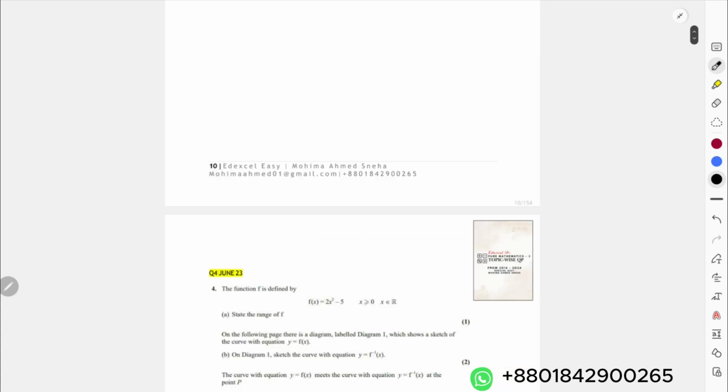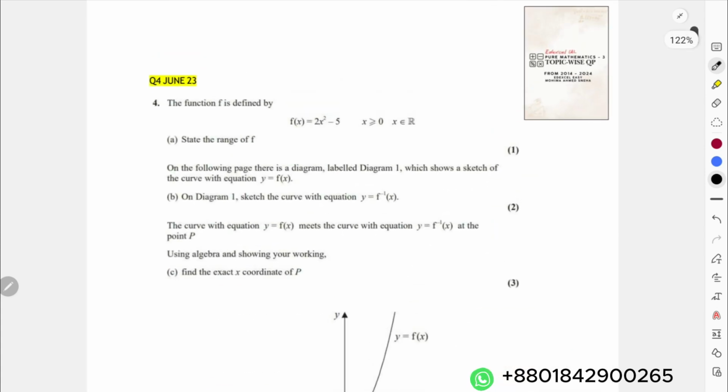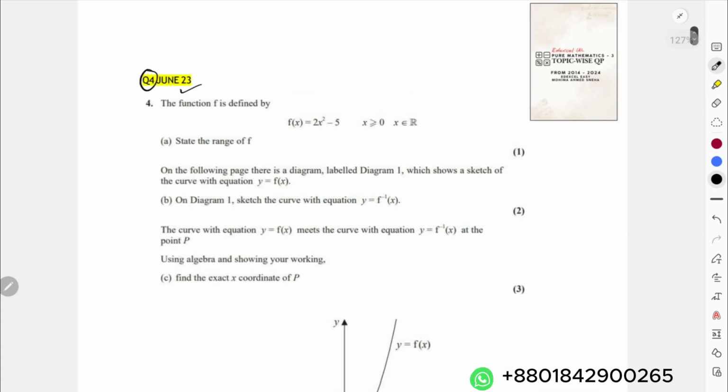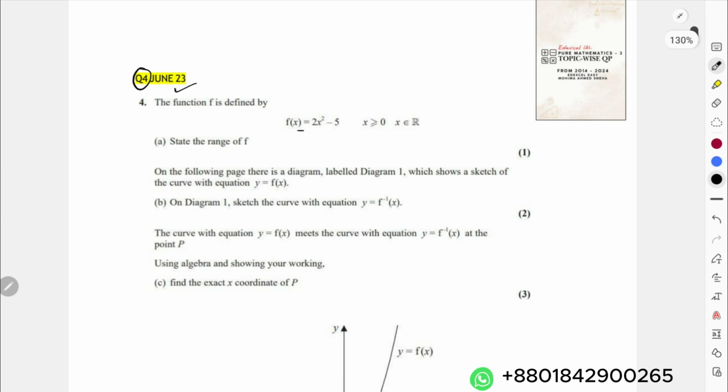Moving on to the next question. This is from June 23, question 4. It says that function f is defined by this function. We have to find out the range, right? This is, I think, similar to the previous question we already solved.